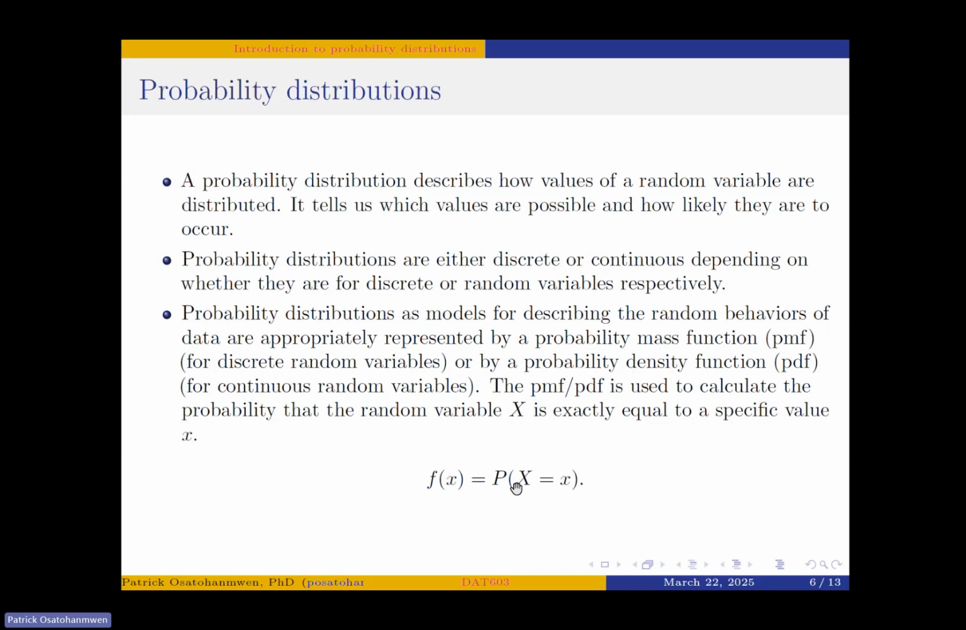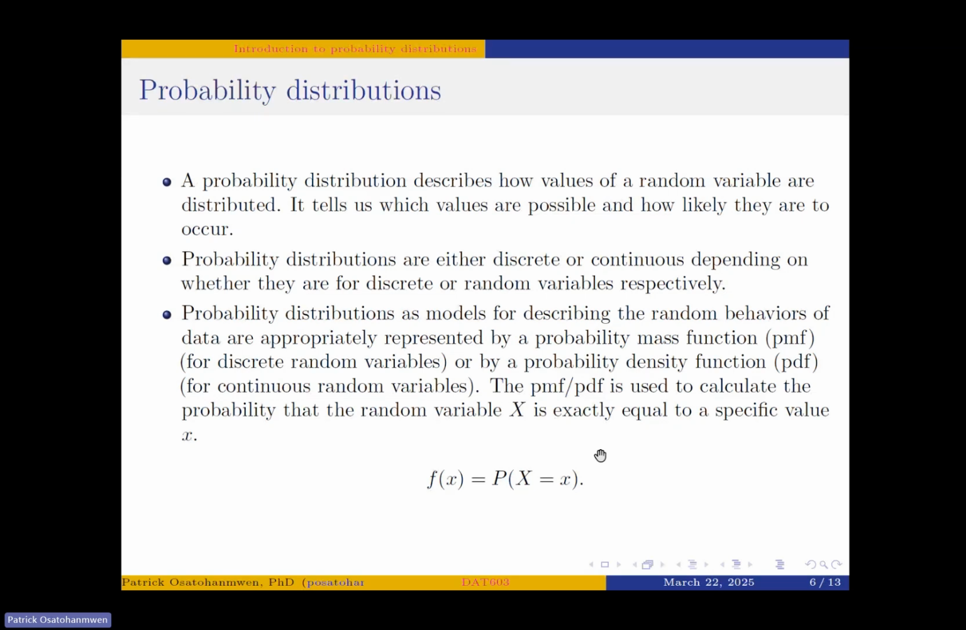What is the probability that the age of someone in the class would be equal to 20, or that someone in the class would be 20 years old? This function here is called the probability mass function.